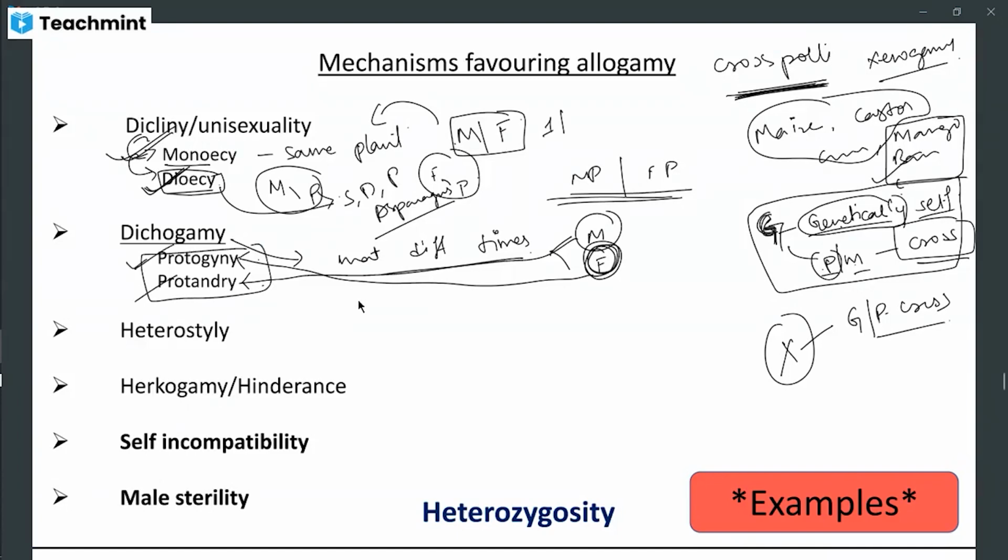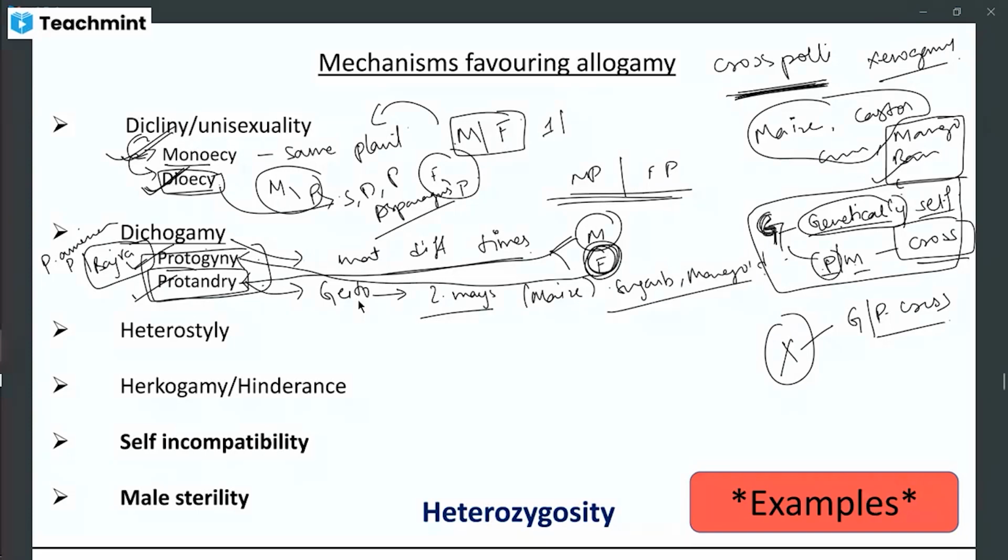One of the most important examples for protogyny is bajra. What is the scientific name of bajra? Pennisetum glaucum, americanum. Bajra is also known as pearl millet. And one other most important example of protandry, which also follows geitonogamy, is maize, Zea mays. Other examples for protogyny are bajra, brinjal, castor, and in case of protandry, it is maize, sugar beet, and marigold.